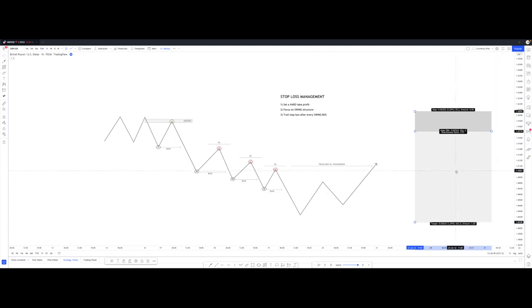It's important to set that because these moves never just go forever, right? We want to target our best case scenario and then trail the stop loss throughout the trade. So that's the hard take profit.